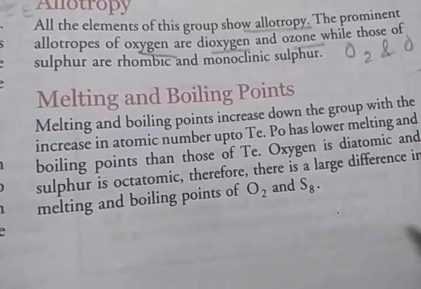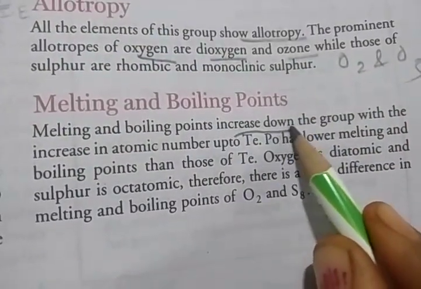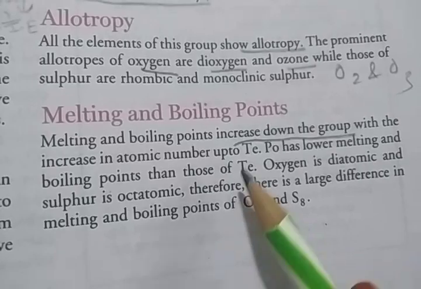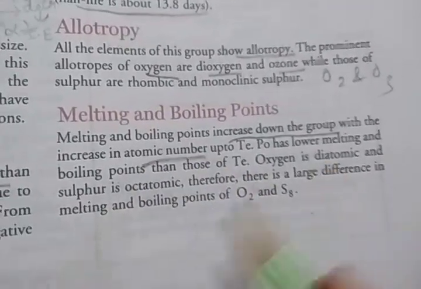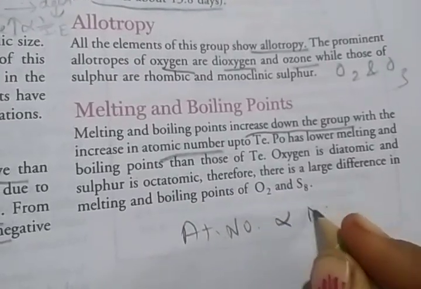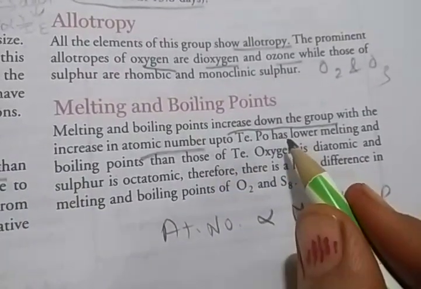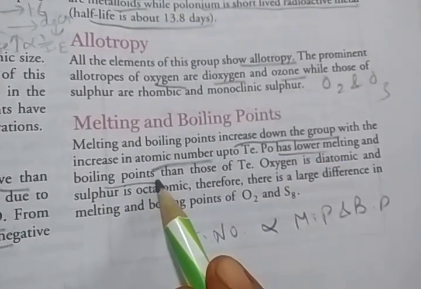Next one is melting and boiling point. Up to down we have to go, melting and boiling point increase. Reason: atomic number increases. So atomic number is directly proportional to melting point and boiling point. Okay, so polonium has a lower melting point and boiling point.